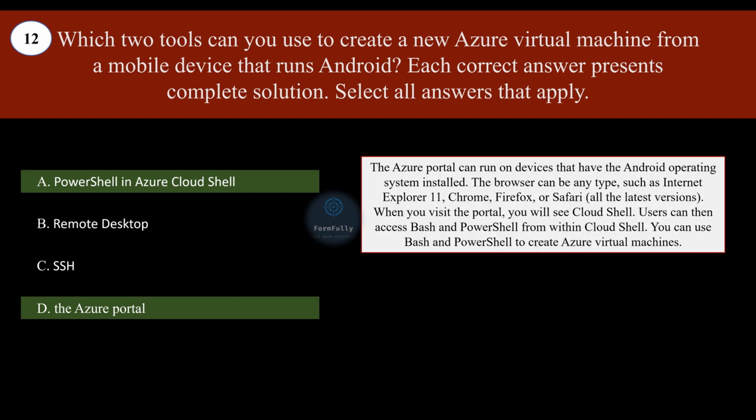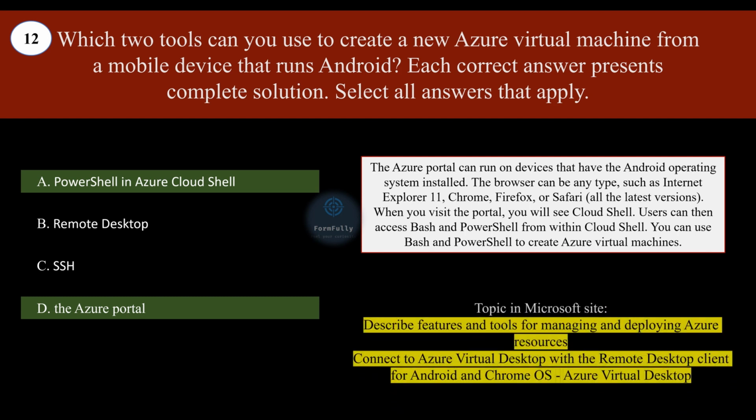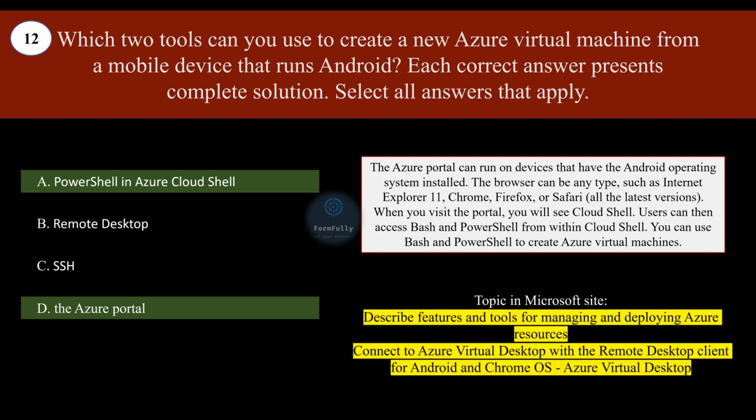The Azure portal can run on devices that have the Android operating system installed. The browser can be any type, such as Internet Explorer 11, Chrome, Firefox, or Safari. When you visit the portal, you will see Cloud Shell. Users can then access Bash and PowerShell from within Cloud Shell. You can use Bash and PowerShell to create Azure virtual machines. Then topics to visit on Microsoft sites are describe features and tools for managing and deploying Azure resources, and Connect to Azure Virtual Desktop with the remote desktop client for Android and Chrome OS, Azure Virtual Desktop.